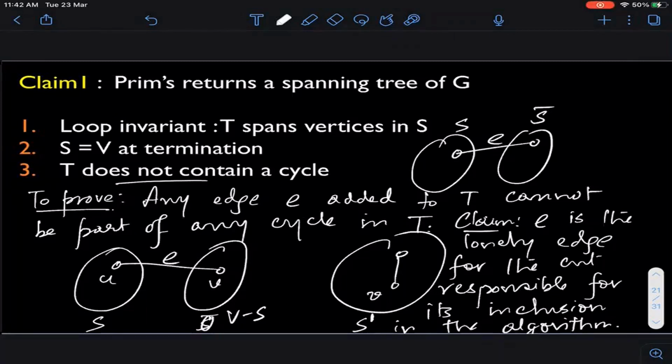Why? Because think of the iteration when E was being added to your solution. At that point, whatever was in S was already connected. Okay, that we have proved in the first claim. Whatever was in V minus S, that is not part of S, so it's not connected, which means that ये जो cut है, इस cut के across अभी कोई भी edge नहीं जा रहा है. So which is the only edge that you are adding across this cut? The only edge that you are adding is the edge E.